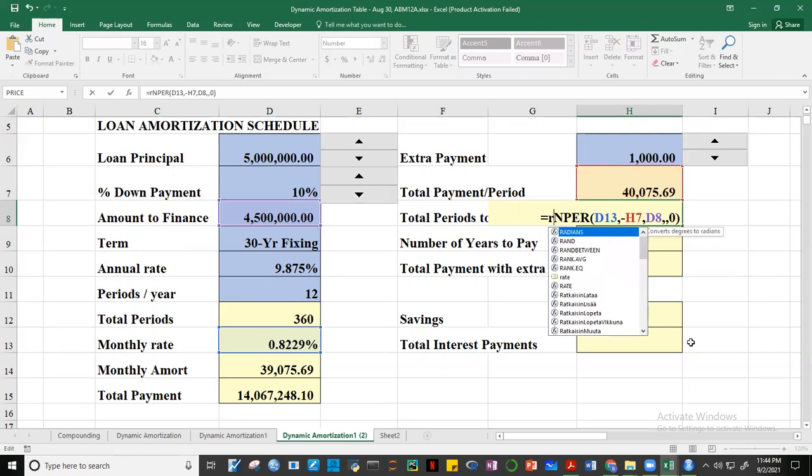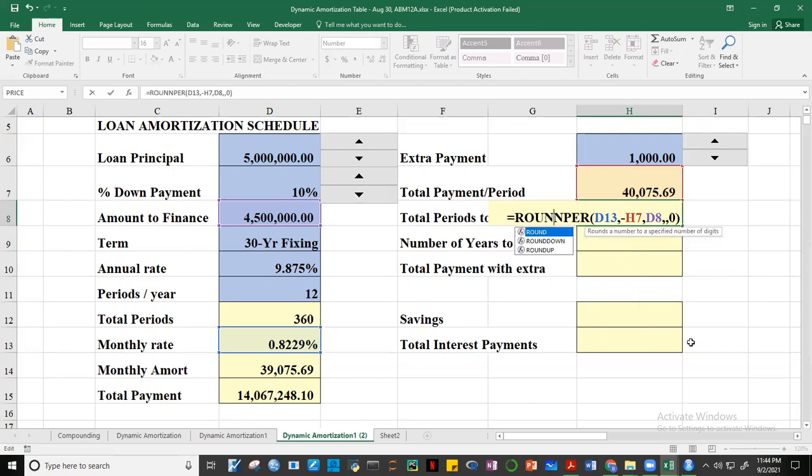So notice there are 3 round functions in Excel. We have round, round down, and round up. The round function, in this case round up, will round it up to the highest integer. So if the answer was 315.4, it will round it up to the higher integer.